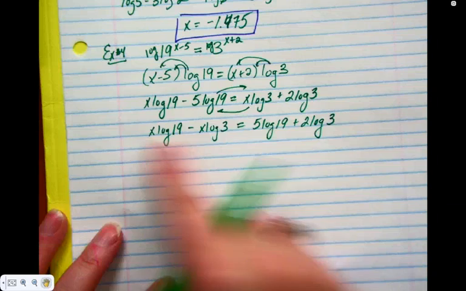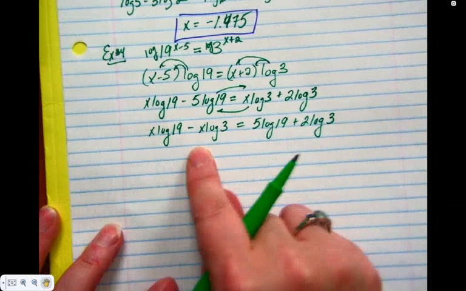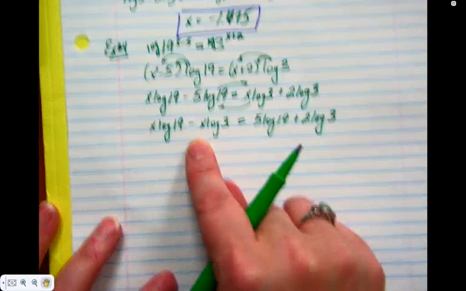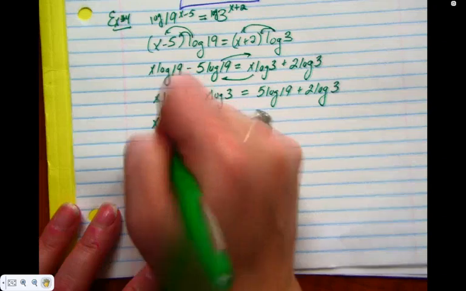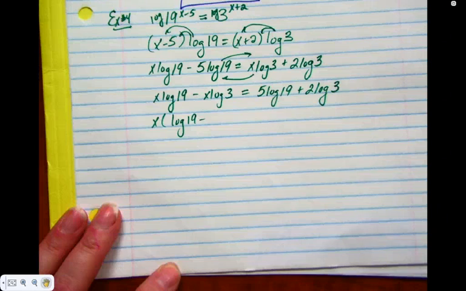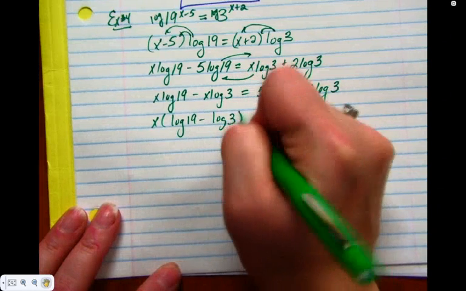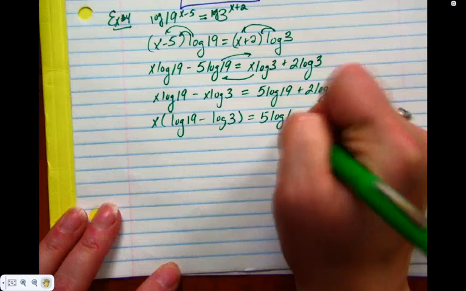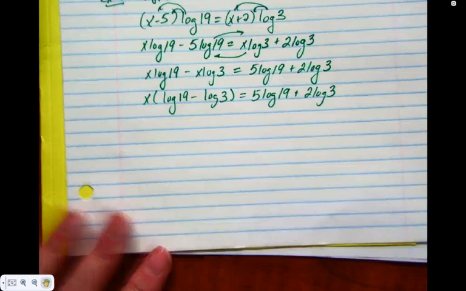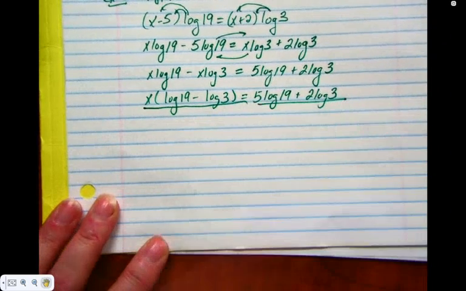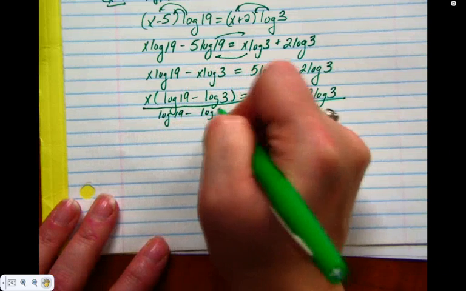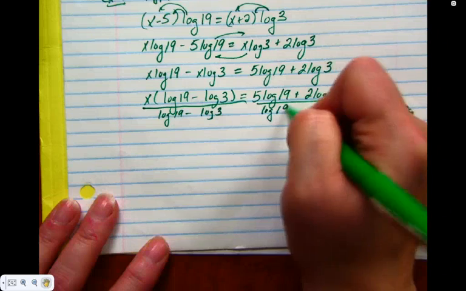Your brain's going to start to want to do some funky stuff here on the left. I've seen things like x log 16. Nope, can't do anything except factor out x: x(log 19 minus log 3). Then divide out the log 19 minus log 3 on both sides.